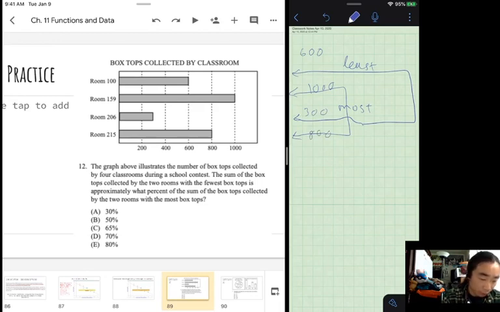Cool. So for the most box tops, they had a total 1,000 plus 800 is 1,800. The least amount of box tops is 600 plus 300, 900. What percent is this? 900 over 1,800. That's half, so the answer here is 50%. So that is letter B.